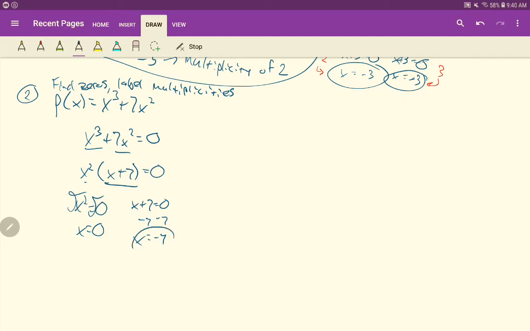Okay, so negative 7 has a multiplicity of what? Well, it only occurred once, right? It had a little exponent here, 1, you can imagine. So it only has a multiplicity of 1.